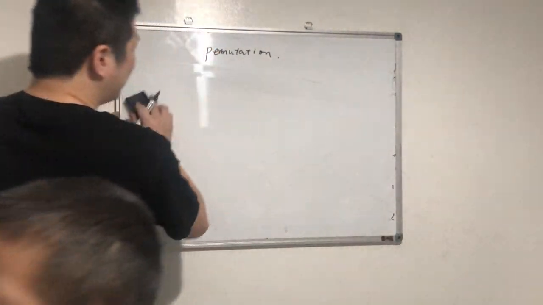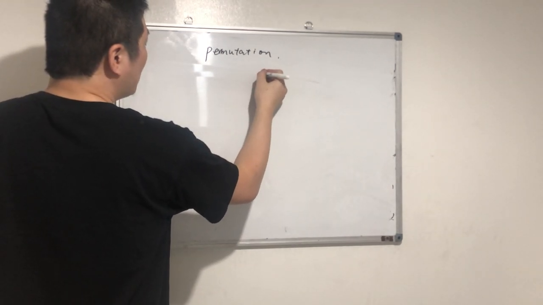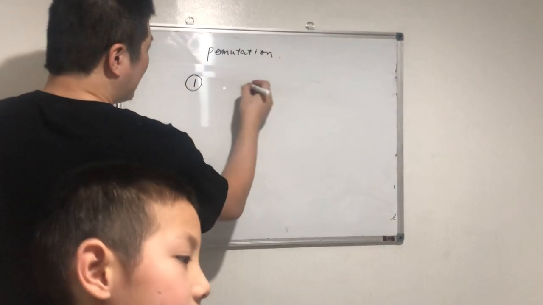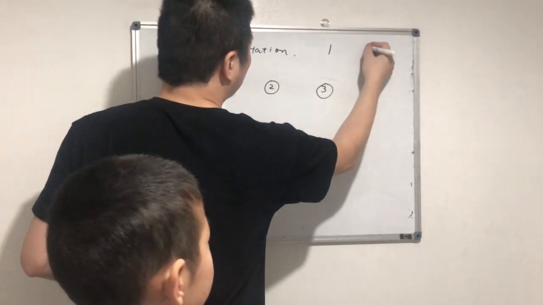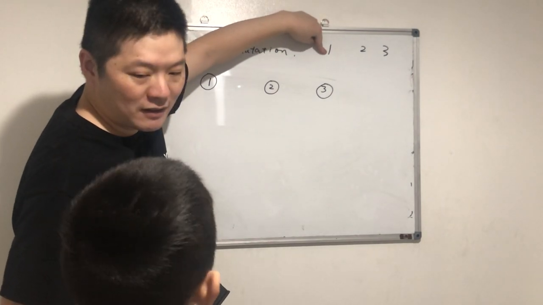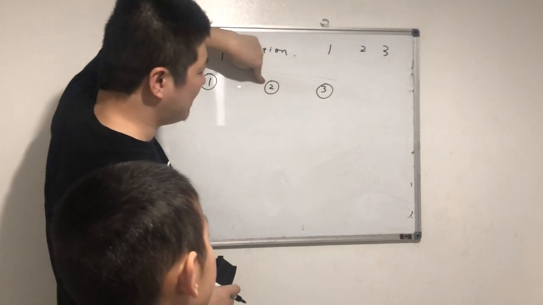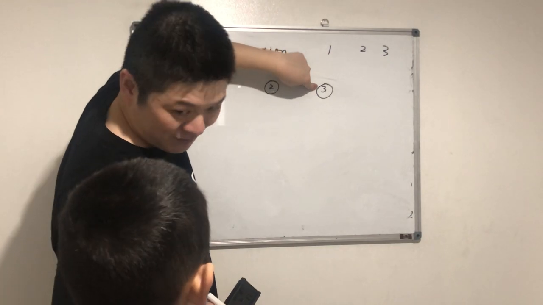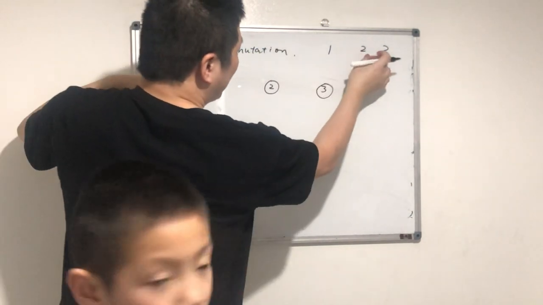So now, the first one will be 1, and then the second one will be 2, the third one will be 3. 1, 2, 3, okay? So when you swap the first one with 1, it's here. When you swap with 2, it's here. When you swap 3 with 1, it's here, the first one, yeah? And then you go next.